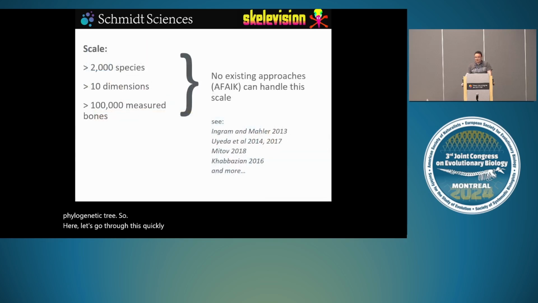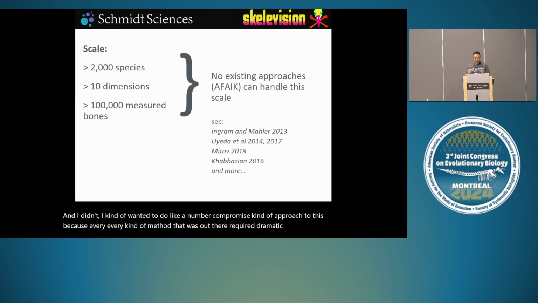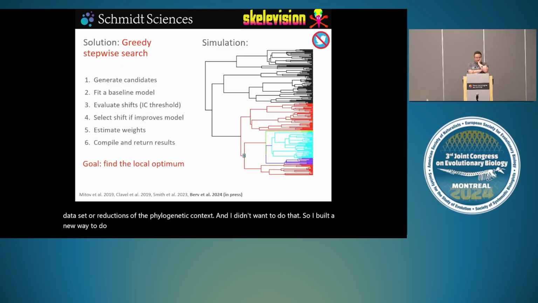Okay, so when I started working on this, the scale of the data was crazy for this type of problem, and I wanted to do a no-compromise approach to this, because every method that was out there required dramatic reductions of the data set or reductions of the phylogenetic context, and I didn't want to do that. So I built a new way to do this. It's based on the algorithm from PCM-Fit, but it's using a much faster underlying machinery from MVMorph.